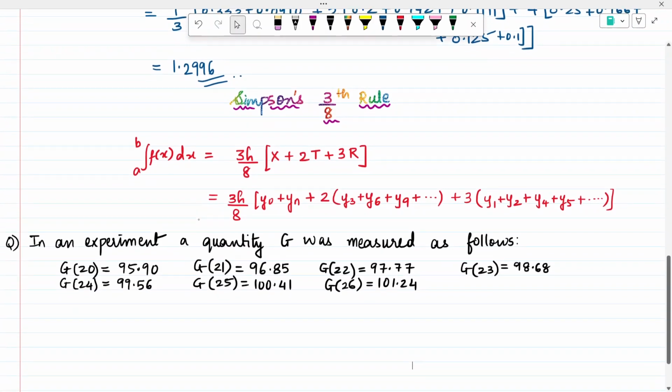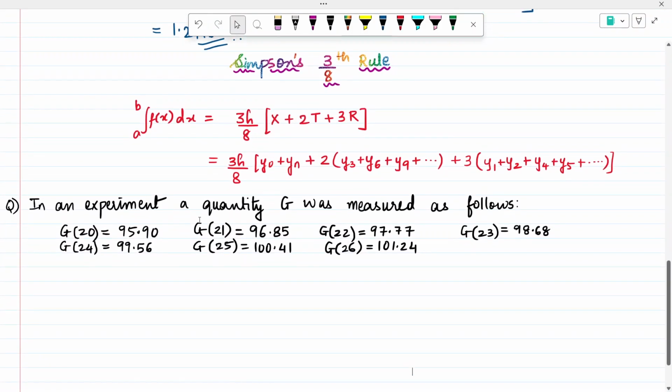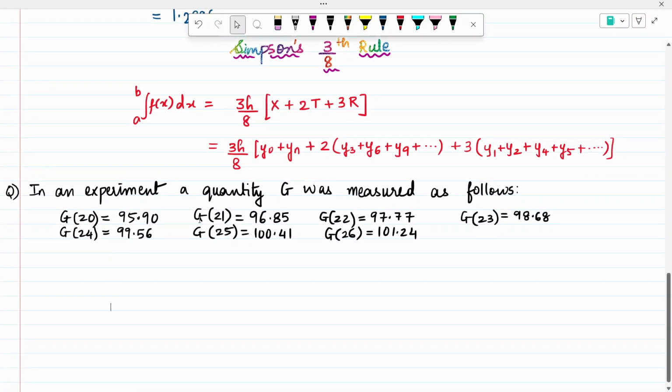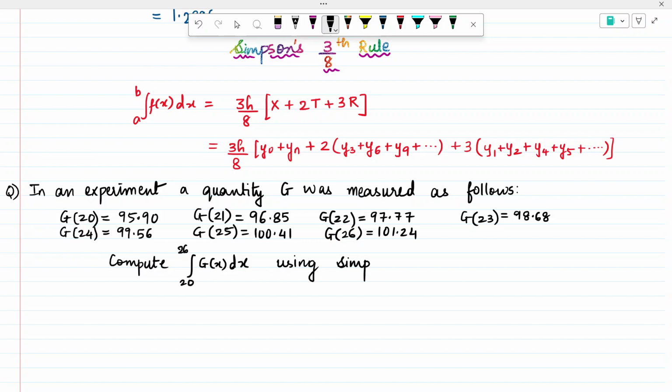The question is asking you to compute the integral from 20 to 26 of g of x dx using Simpson's 3/8 rule. This is your question.